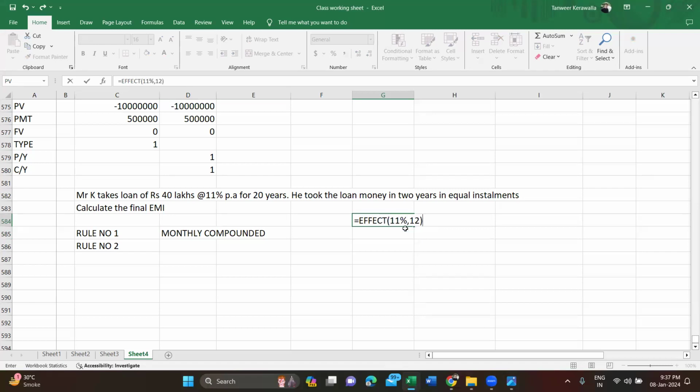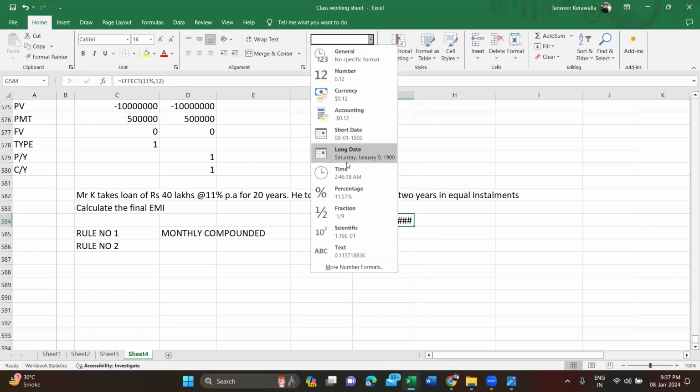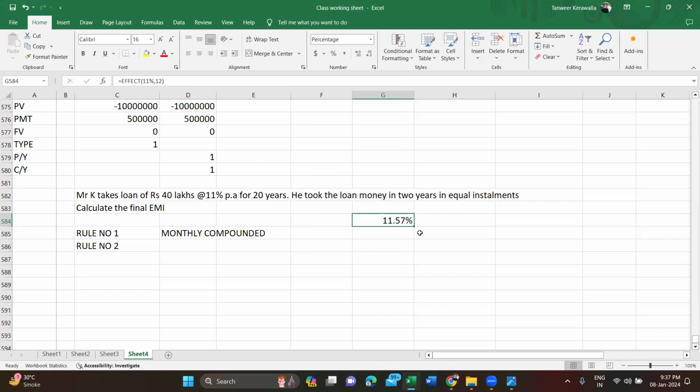Well, it comes to how much? 11.57% is actually the loan interest amount. So don't get fooled by the bank, right? Whenever the bank tells you 12% is the loan interest, you convert that 12% into the monthly compounding effective rate, so it will be more than 12%. About 0.5%, 0.6% extra will be added, right?